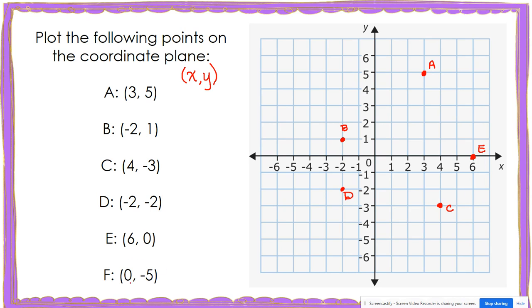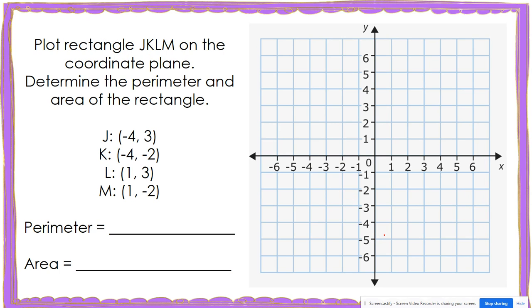Point F has an x value of 0 and a y value of -5. Since my x value is 0 and I'm starting at the origin, that tells me that I'm not going to move left or right and instead should stay here. The -5 for my y value tells me to now move down 5 units. So point F is going to be located right here on my y-axis.